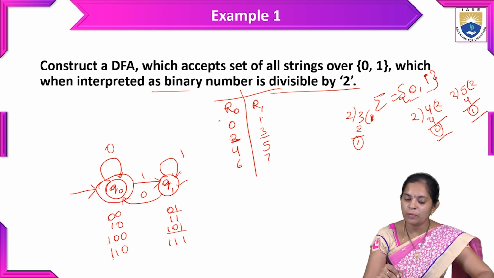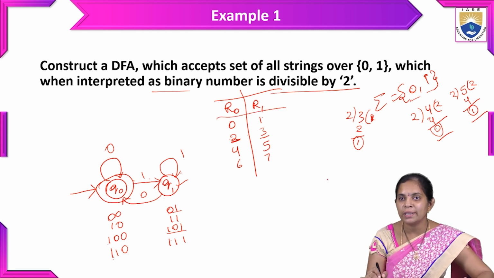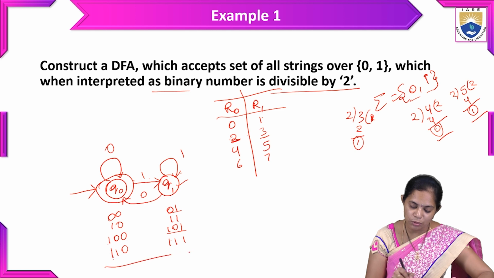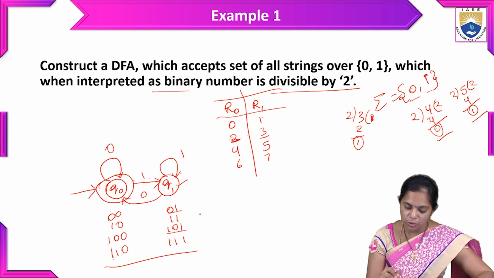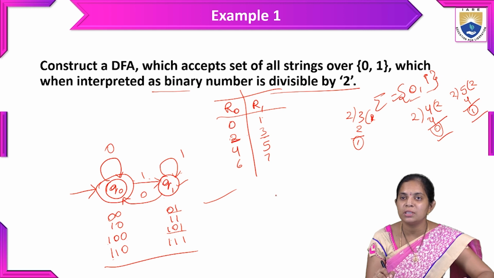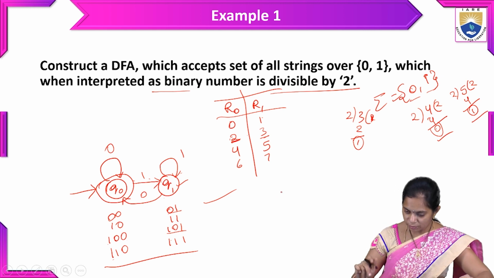So first we need to find out how many remainders we will get, and initially we need to find the integer numbers, and then we will convert those numbers into binary numbers. And here we need to find all the transitions, from which state to which state for the given input. So this is about the binary number which is divisible by 2.